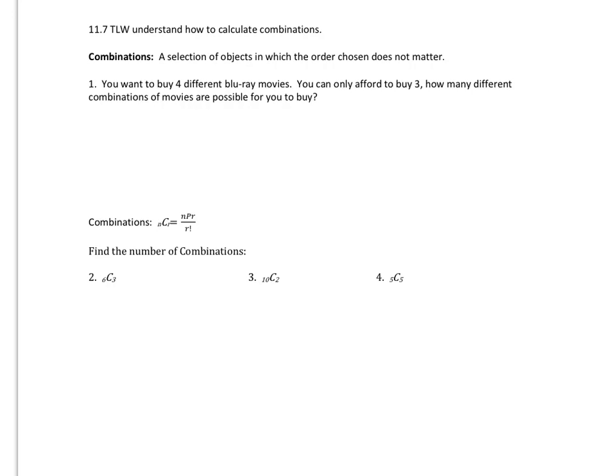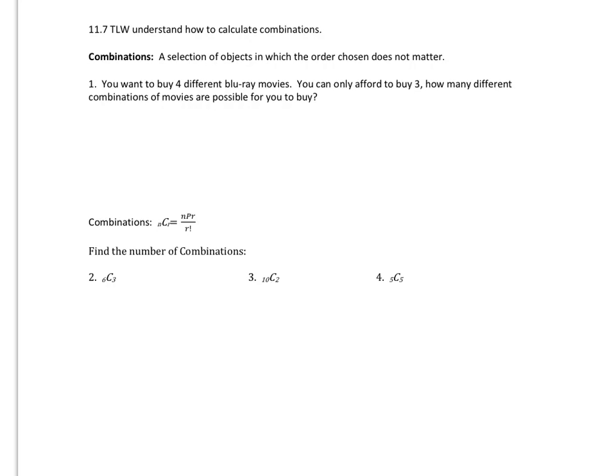Alright guys, today's goal: the learner will understand how to calculate combinations. Combinations, a selection of objects in which the order chosen does not matter. So yesterday we talked about permutations, meaning order mattered. Today the order does not matter. So let's take a look at that.